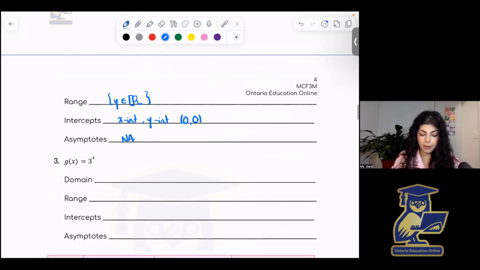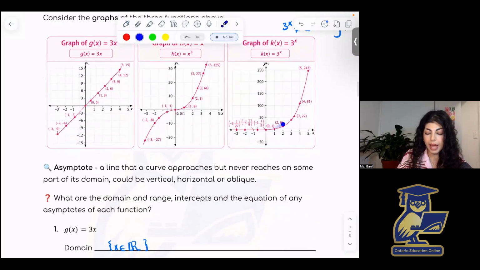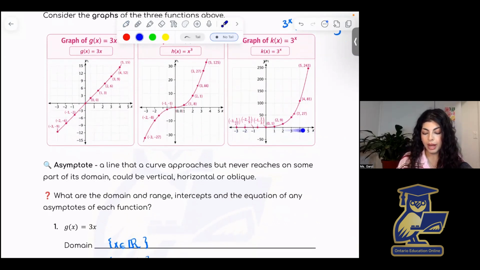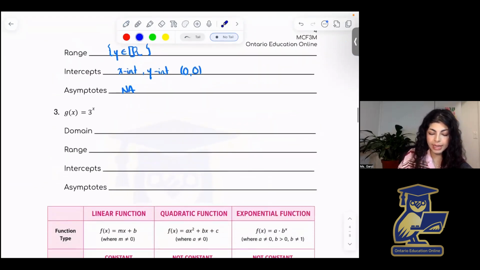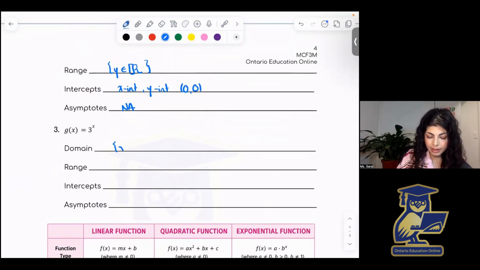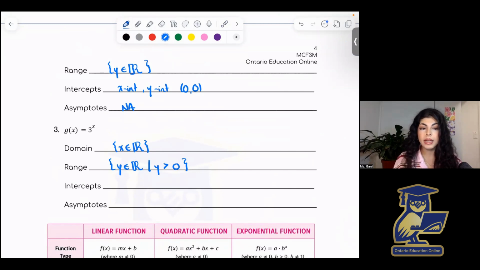Now, with 3 to the power of x, for our domain, I can choose any x value that I want. However, my output, or my y value, is always restricted because of that lower limit, right? So I can have x in the set of real numbers. However, this is going to restrict my range where y is greater than 0. And it's actually not even equal to 0 because as we just said, we cannot have 3 to the power of x be equal to 0 for any input of x.